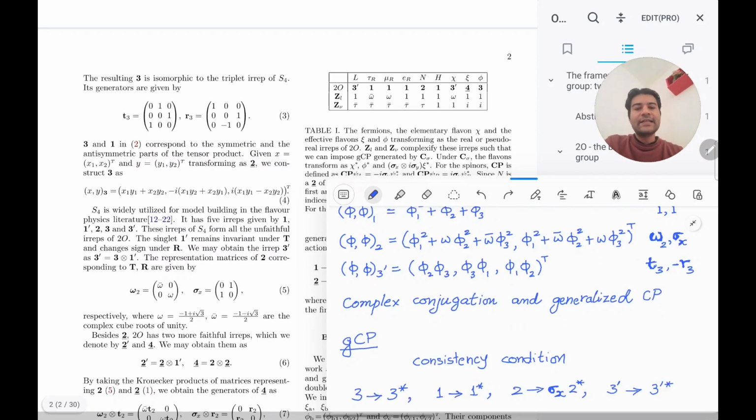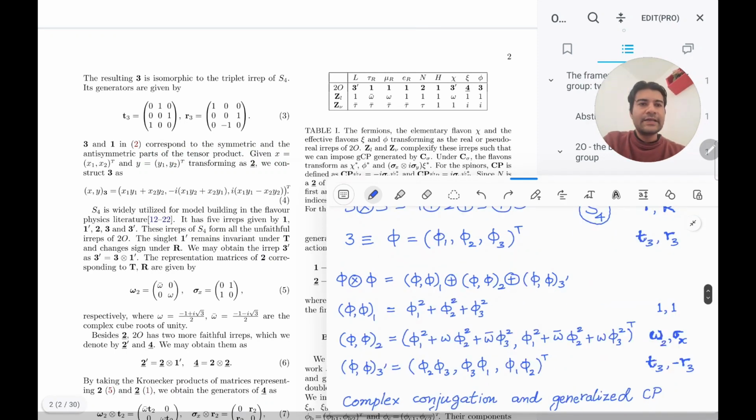In this case, let us define a generalized CP as shown here. The triplet is conjugated, the singlet is conjugated, and the 3 prime is also conjugated. On the other hand, the doublet is conjugated and also multiplied with the matrix sigma x. So in general, generalized CP consists of complex conjugation accompanied with multiplication with a unitary matrix. Now let's see the significance of this particular definition.